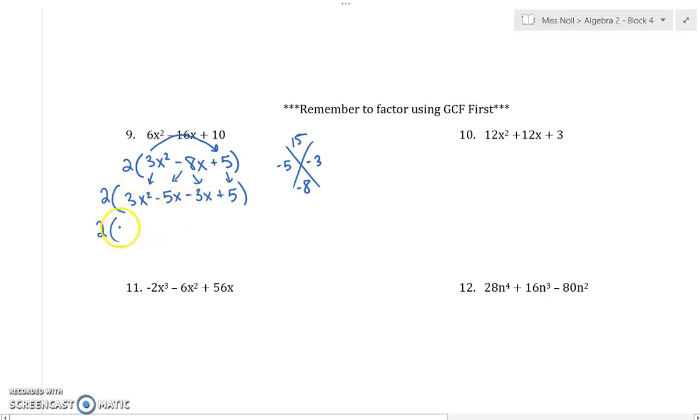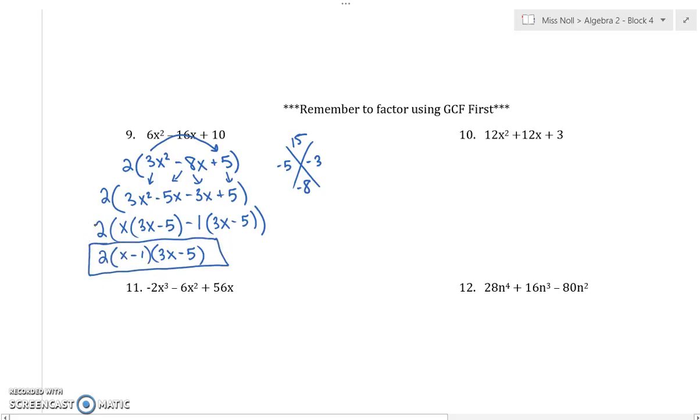So 3x squared minus 5x, the greatest common factor is x. I'm left with 3x minus 5. Here, the greatest common factor is just negative 1. So I have 3x minus 5. Close those parentheses. The 2 is still hanging out. And we have x minus 1 and 3x minus 5. So that would be my final answer.